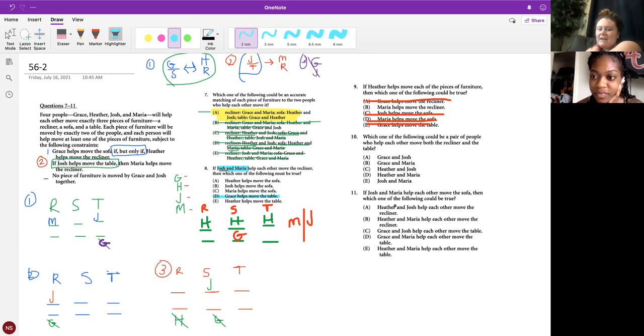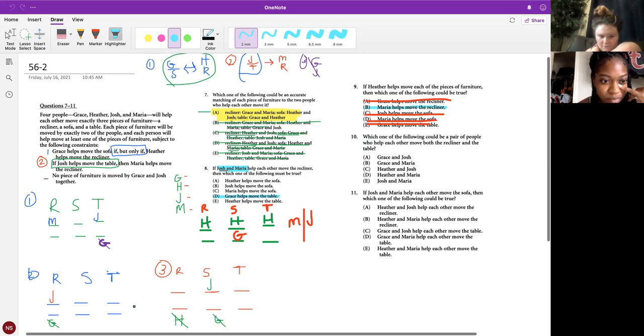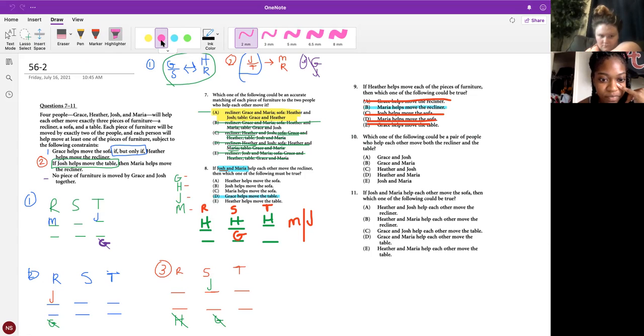Now I would skip 10 and I would go to 11. If Josh and Maria help each other move the sofa, then which one could be true? So Josh and Maria with the sofa, that's not one. So we have to be in world 3. Excellent. So I'm going to put a Maria in here. H isn't going to be with R, so G isn't going to be with S. So H is going to be with T.